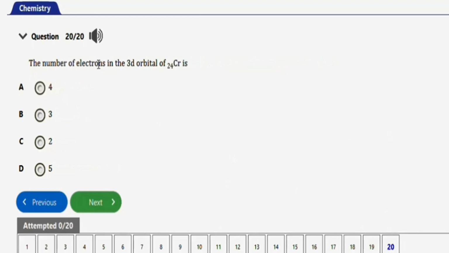Last question before I end this video with this one. It says the number of electrons in the 3d orbital of chromium is, so chromium has atomic number 24. So when you represent this in orbitals, the 3d orbital is going to have 5 electrons basically. Yeah, it's going to have 5 electrons. So it's as simple as this. Basically you can do problems involving electronic configuration for your chemistry. That's about 18 repeated questions in this video.